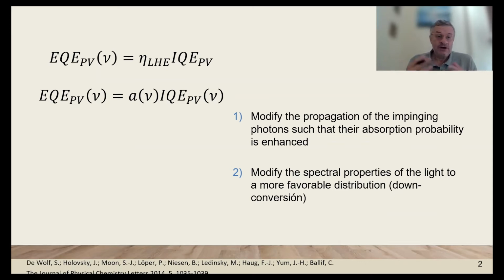The conversion of the incoming light into electrical carriers is an essential component of the efficiency, and to increase this, there are two main strategies. One is to modify the propagation of the photons such that absorption probability is increased. And this is the one we will describe in the following. The second possibility is to modify the spectral properties of the incoming light to a more favorable distribution, for example, the high energy photons, to break them into two smaller energy photons by down conversion.